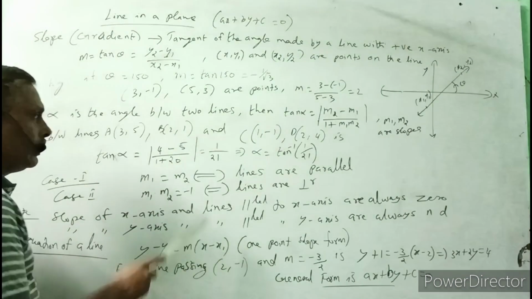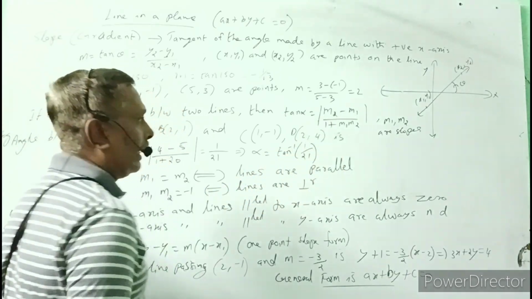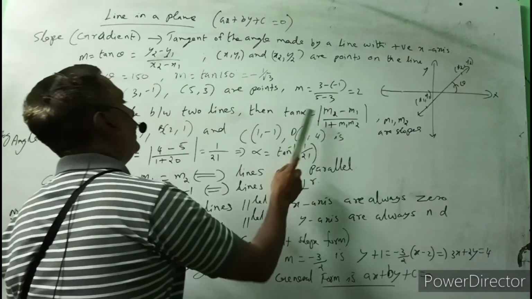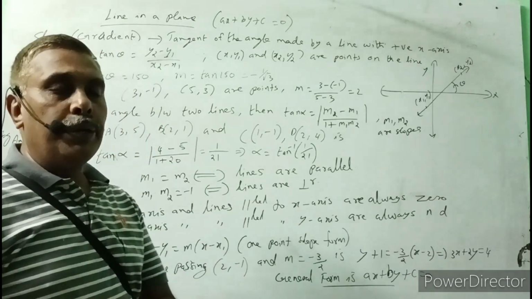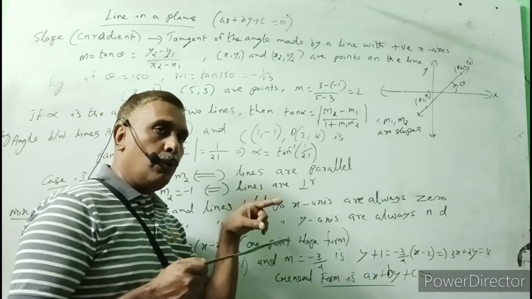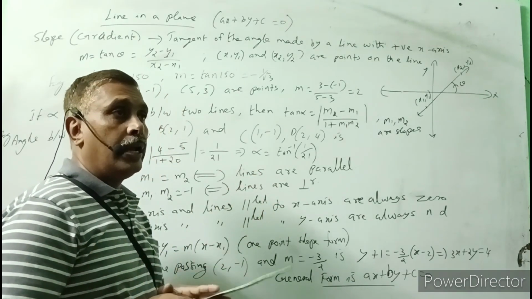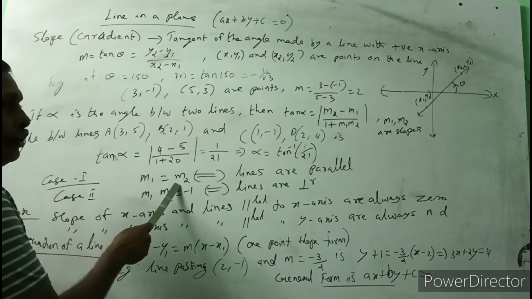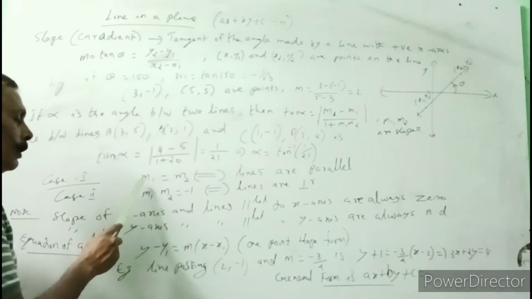Now, here are two important things you see in this formula. Sometimes this m1 and m2 may be same, then tan alpha becomes 0. So, angle between two lines is 0 means the lines must be parallel. Any two parallel lines always have an angle of 0. So that is written: m1 is equal to m2 implies and is implied by lines are parallel. Means here two important statements are there.